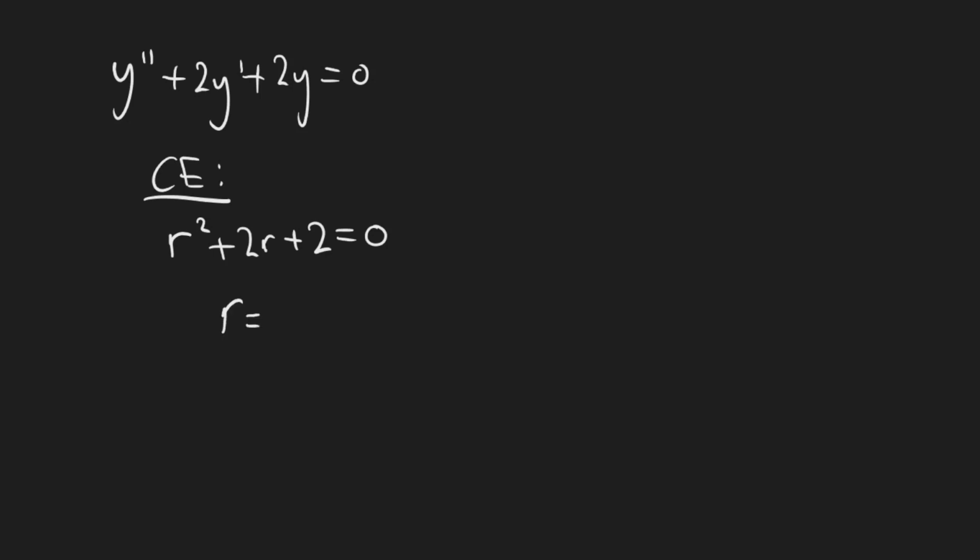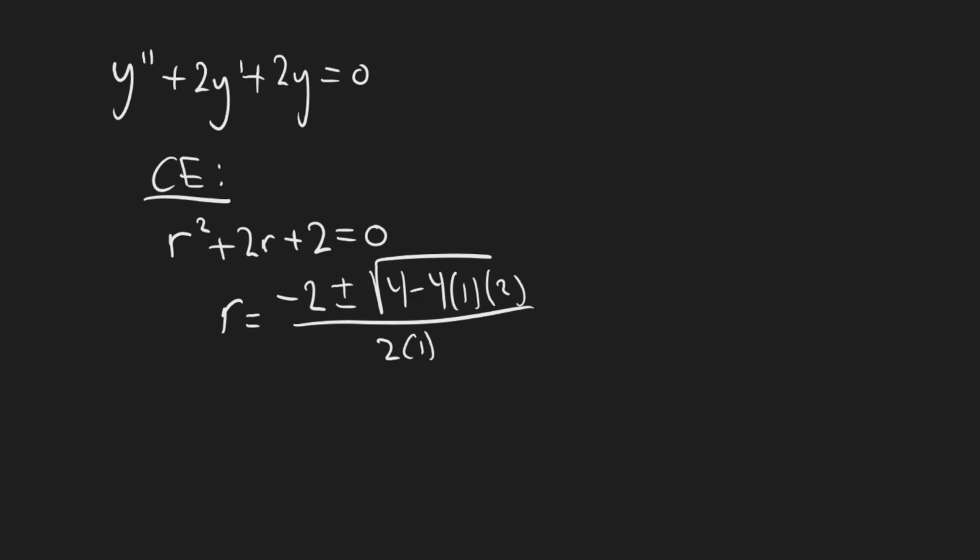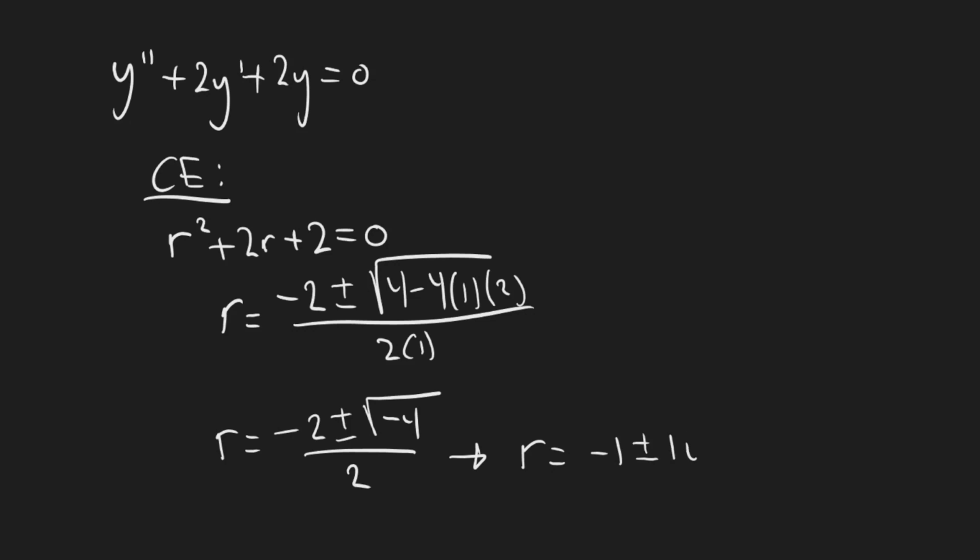And so r equals negative b, in this case negative 2, plus or minus the square root of b squared, 4, minus 4 times a, in this case 1, times c, which is 2, and then it's over 2 times a, and a is just 1. So r then equals negative 2 plus or minus the root of 4 minus 8, which is negative 4, over 2. And so this gives us r equals negative 1 plus or minus just 1i. And that's because the square root of negative 4 is just 2i. So then we have negative 2 plus or minus 2i over 2, and then we divide everything by 2. We have this right here.